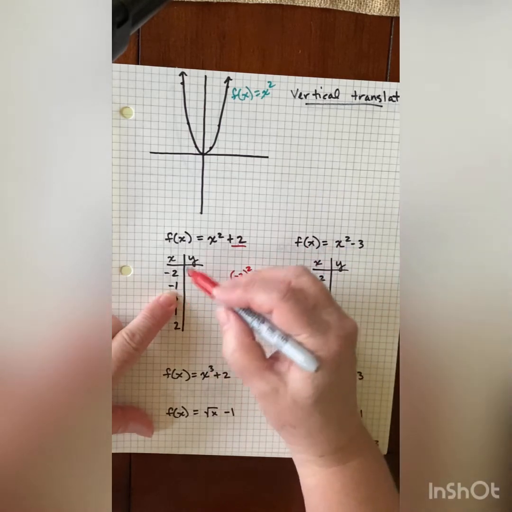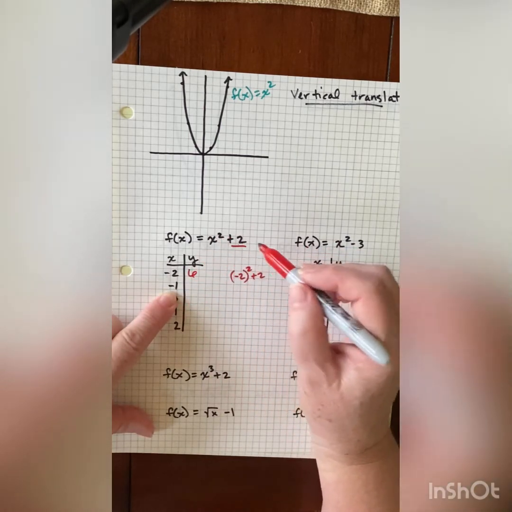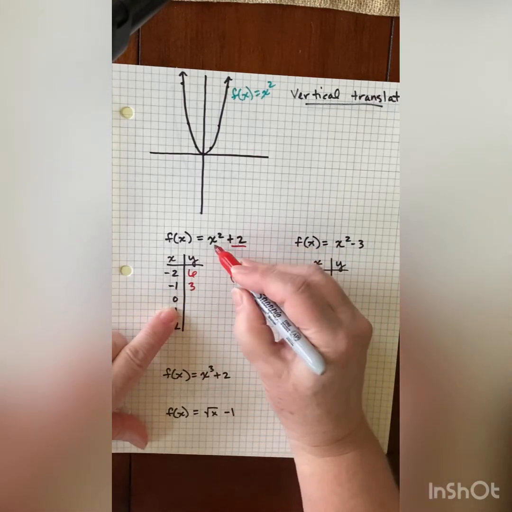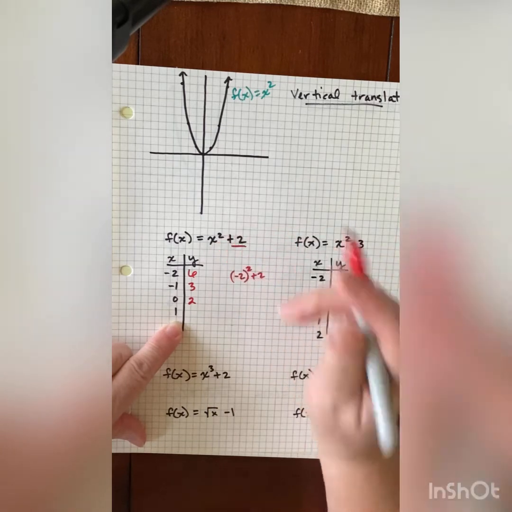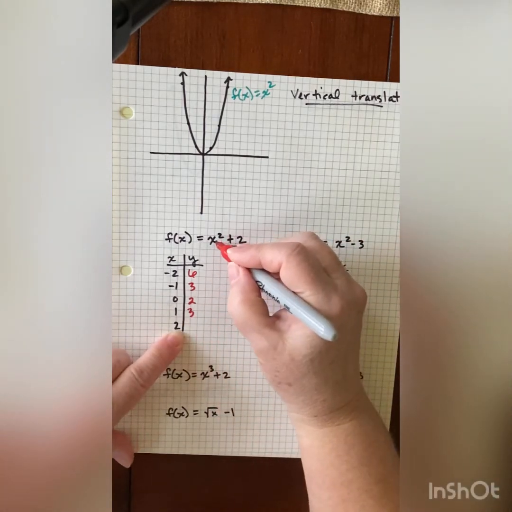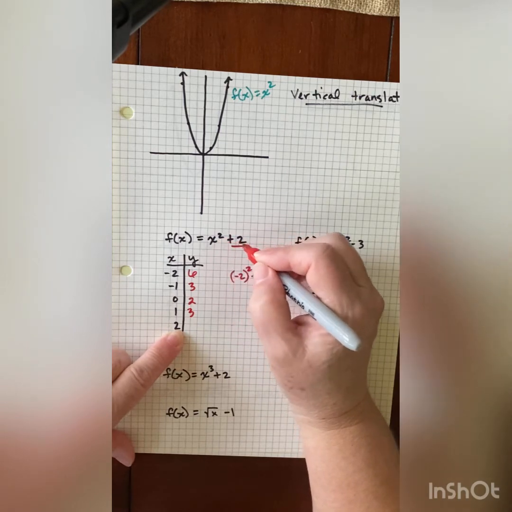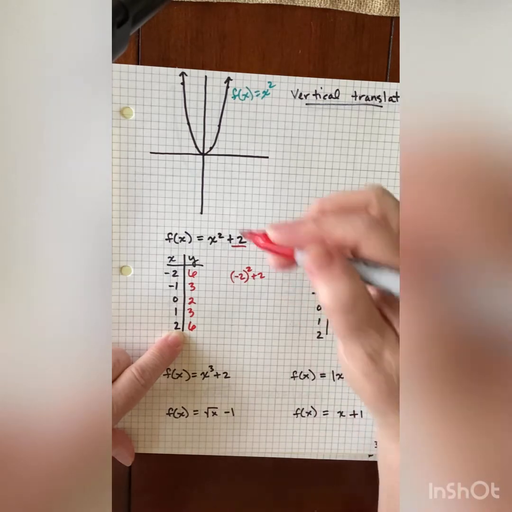All right, let's put a -1 in there. That gives me a 1, plus 2 gives me a 3. Put a 0 in there, that gives me a 2. Put a 1 in there, that gives me a 3. Put a 2 in there, 4 plus 2 gives me a 6. Okay, let's graph that and see what happened.